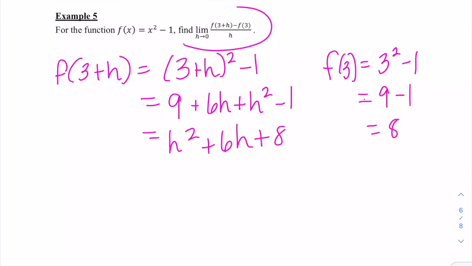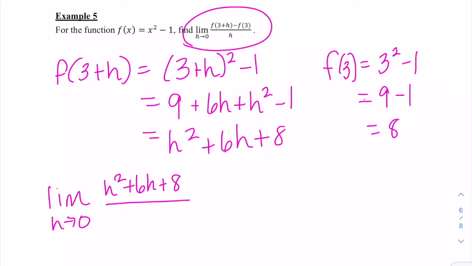Okay, so let's find this limit. So the limit as h approaches 0 of this function, so f of 3 plus h, that was h squared plus 6h plus 8, minus f of 3, which we figured out was 8, over h, that's going to simplify into h squared plus h.